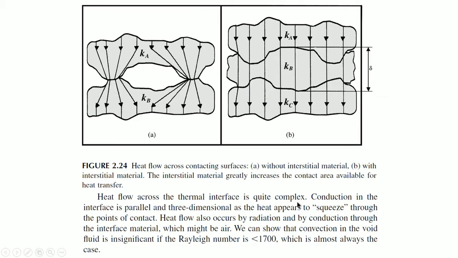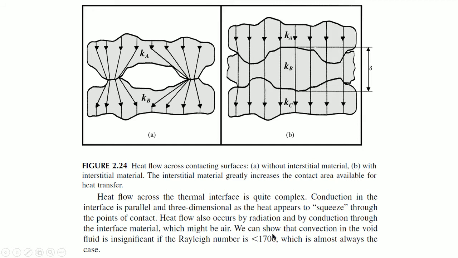So, let me go back to the very first lecture, first point. Heat flow across thermal interfaces is complex. Conduction in the interface is parallel and 3-dimensional, as the heat appears to squeeze through the points of contact. This is what I was telling you. Heat flow occurs by radiation and by conduction through the interface material. The main thing is conduction here, and because this is closed and you have nothing else, a little bit of radiation takes place depending on the differences in temperature.